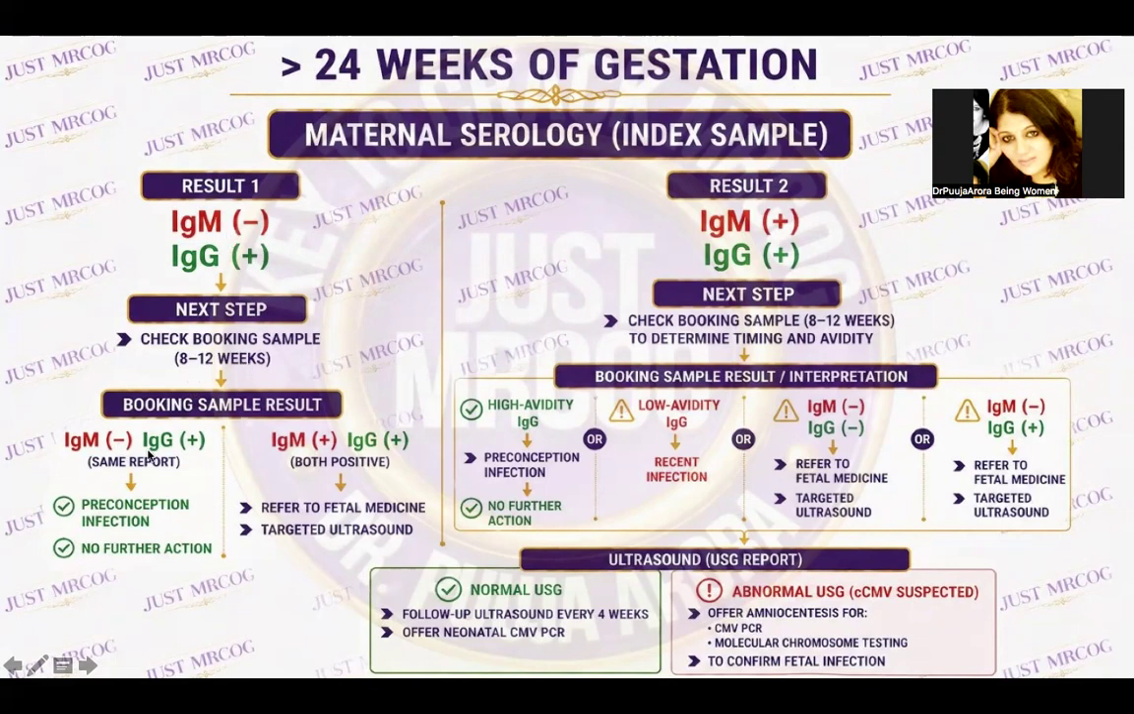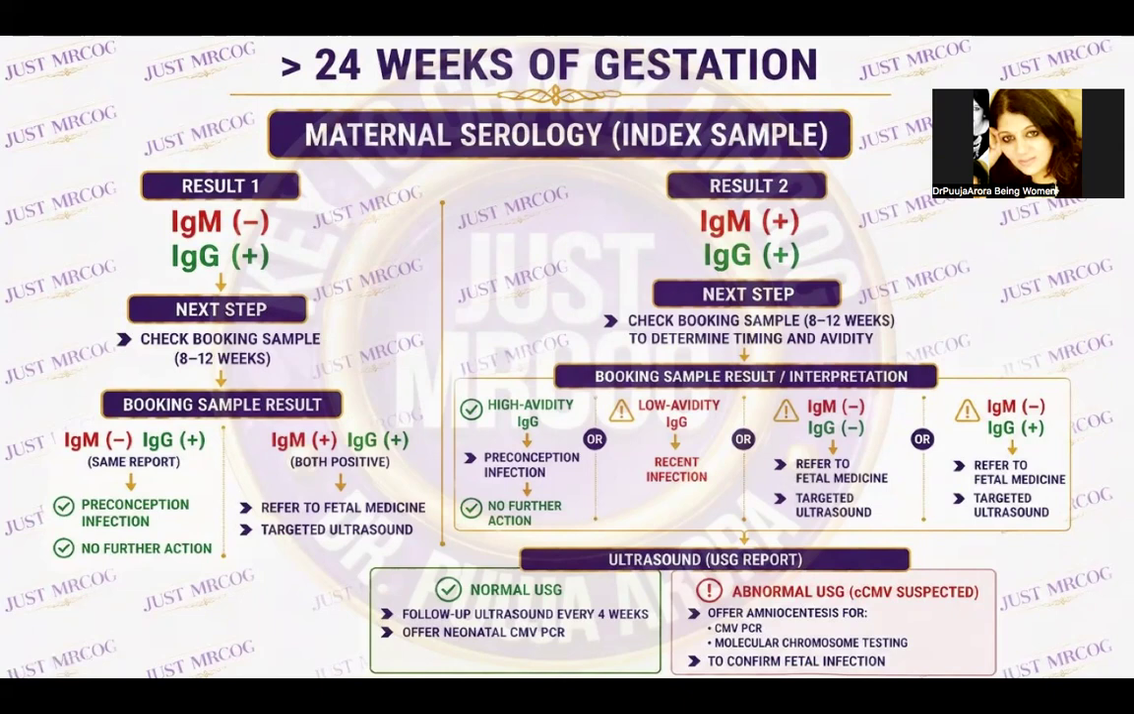And if the report says IgG was positive and IgM was negative, it means it was a preconception infection, and no further action is required. Ignore this, I have added it here. So this is the index, same in booking, nothing is required. So we are clear about both IgG and IgM negative.